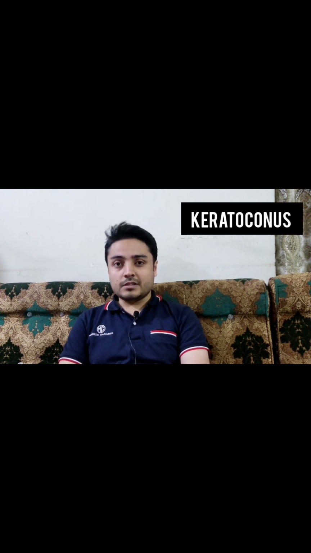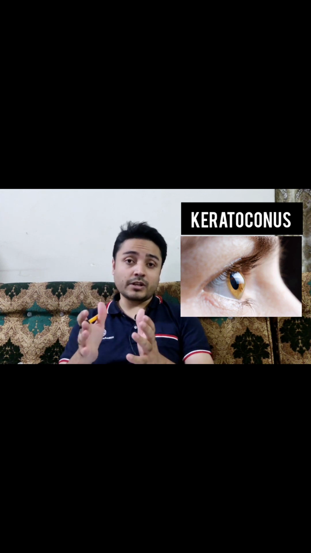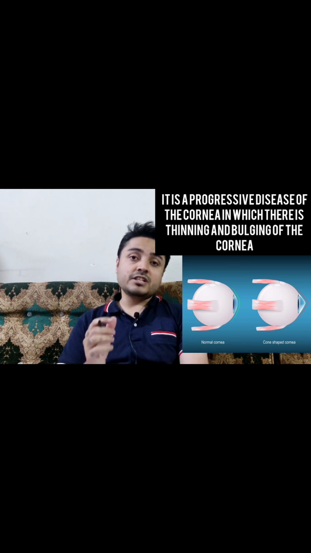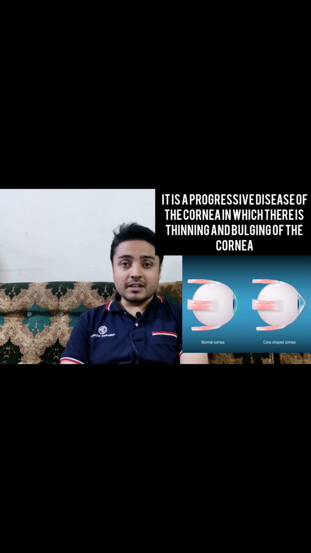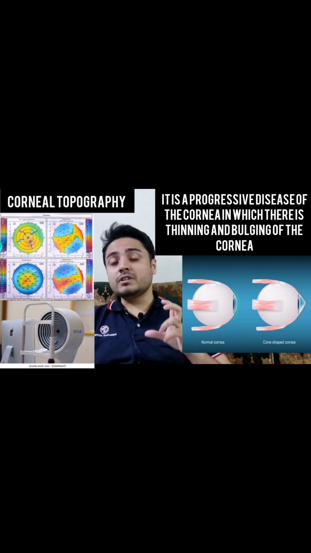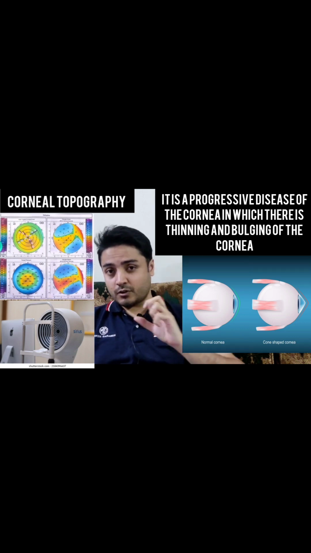Today we are going to discuss keratoconus. Just by looking at this term, we know that there's coning of the cornea in this disease. So let's define keratoconus. It is a progressive disease of the cornea in which there is thinning and bulging of the cornea. You can see in the image here the cone shape of the cornea. We can see this on slit lamp examination, but the confirmatory test for this is corneal topography. It will tell us about the thickness of each part of the cornea.